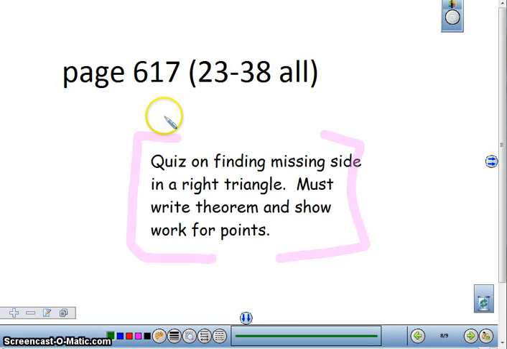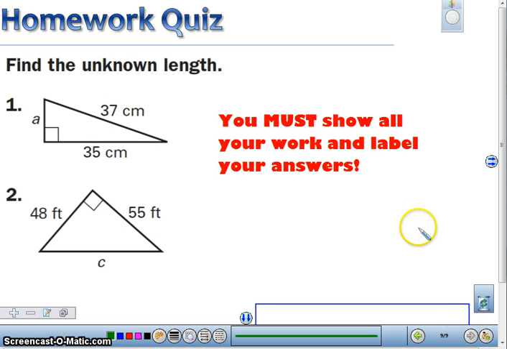Your homework tonight is on page 617, 23 to 38. You're doing all of them. And right now, the next thing you're going to do is take a quiz. So you can take out a half sheet of paper from the front that the sub will give you. They're right under the remotes in the front. And here is your quiz. So pause this so that you can take the quiz.